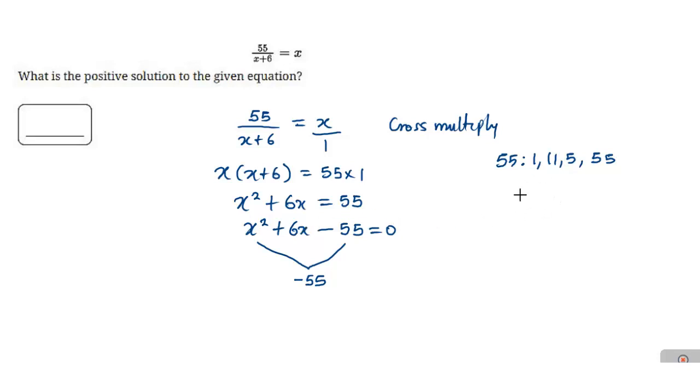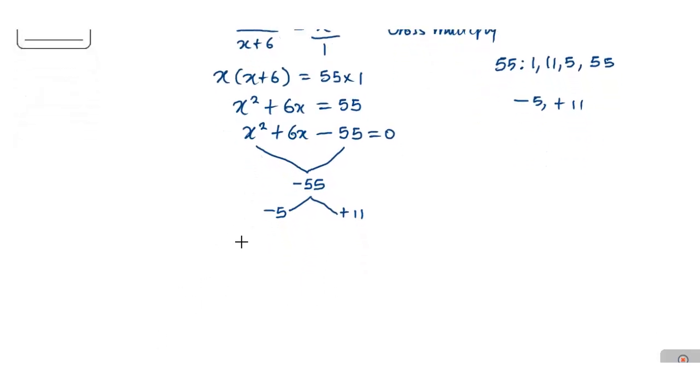So if we look at it, we can pick minus 5 and plus 11. These two are factors of 55 anyway. If you add minus 5 and plus 11, it will give us plus 6. And minus 5 times 11 will give us minus 55. So this is basically the easiest way to know. So if we decompose it, we can have minus 5 here and plus 11 here. With this understanding, we can replace 6x with minus 5x and plus 11x.